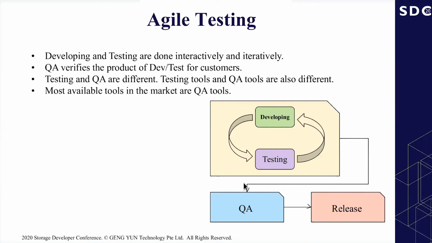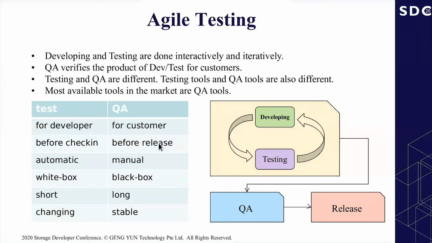Then we start QA tests to prevent defects from reaching our customers. QA is quality assurance. Testing and QA are different. Essentially, QA tests a completed product following customers' requirements and usage, while testing works against a non-completed product and focuses on a part of features or issues.